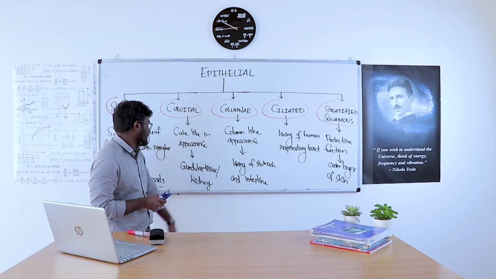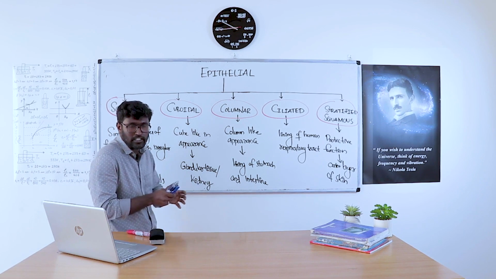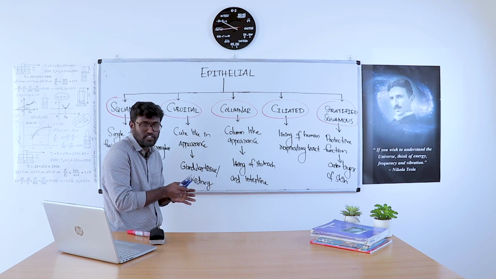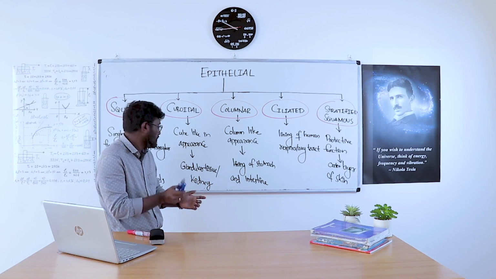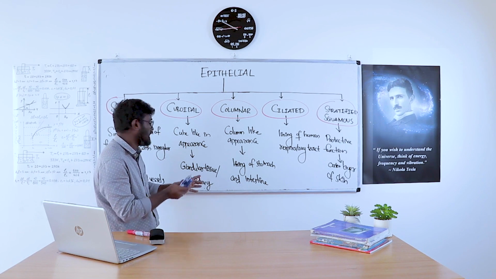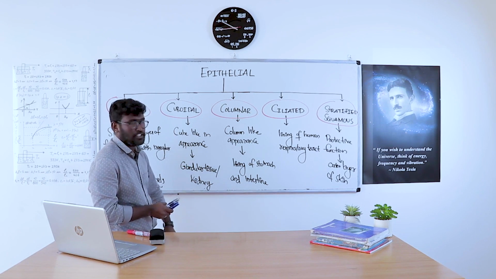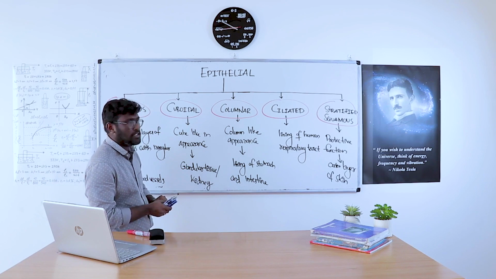Next one is cuboidal epithelial tissue. The appearance is a cube-like structure. It is mainly found in glandular tissue and kidney. So the lining of the kidney or glandular tissue has cuboidal epithelial tissue.